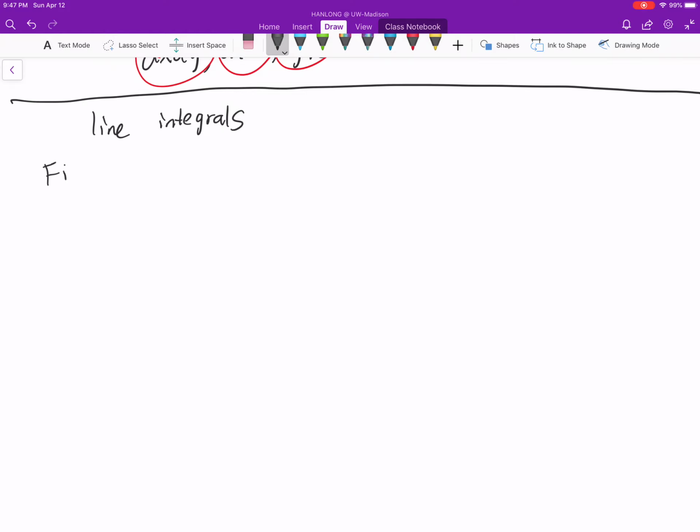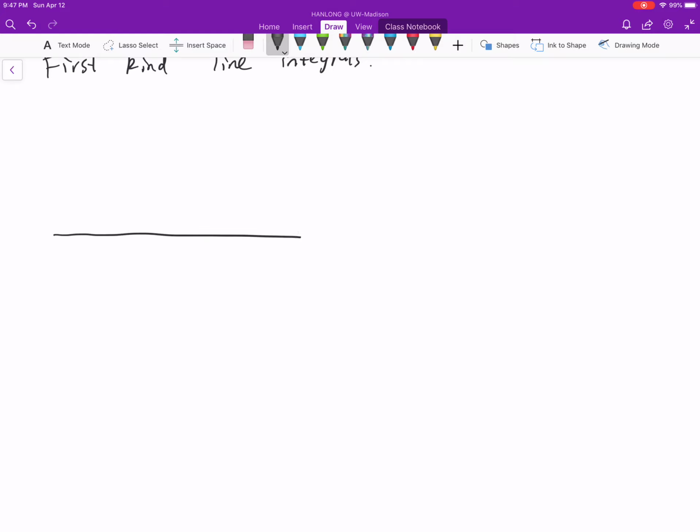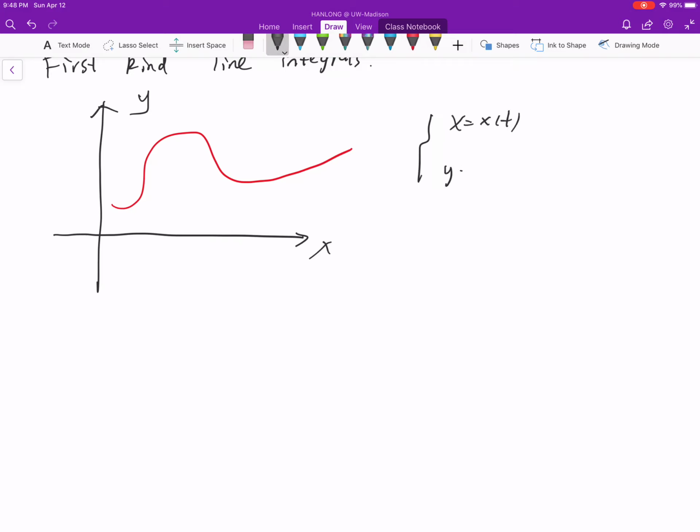Okay, and the first kind, line integral. So this is related to the following. Suppose we are in 2D xy, and you have a curve, and let's set up something. x is x(t), y is y(t). This is a parameterization. And now, what kind of geometric quantity can you associate with this curve C?